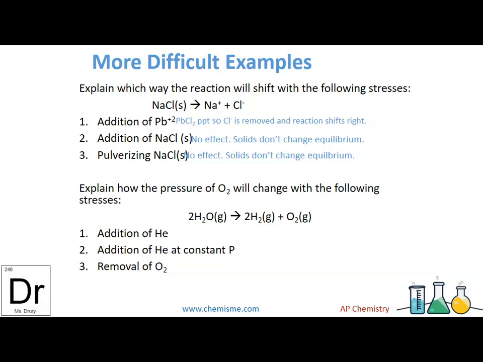And then in this one specific for oxygen, how is oxygen going to change with these? Addition of an inert gas. The inert gas is just going to take up room. It's not going to actually do anything, and it's going to affect all of them equally. So I don't think it's going to interfere at all.